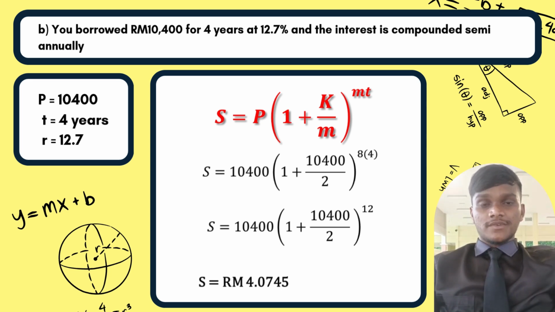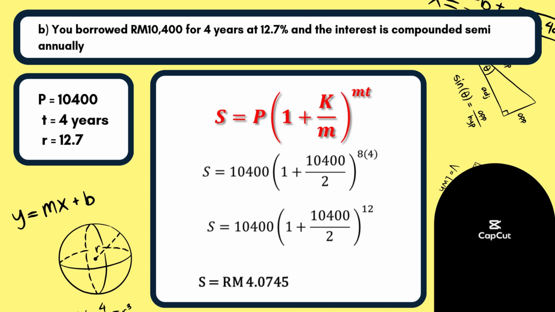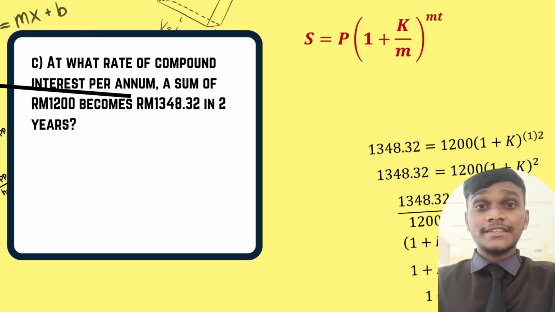and the number of compounding periods becomes 2 times 4 equals 8. The formula is then applied as sum equals 10,400 times (1 plus rate) to the power of 8. This leads to the final amount shown as 4,074.5.